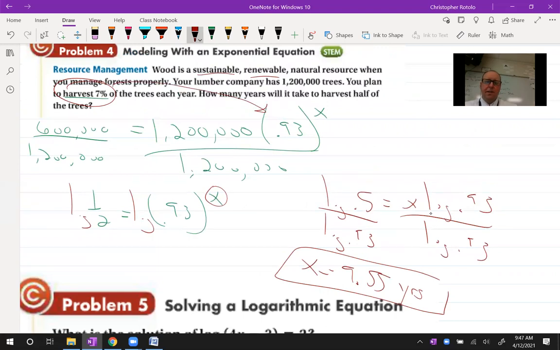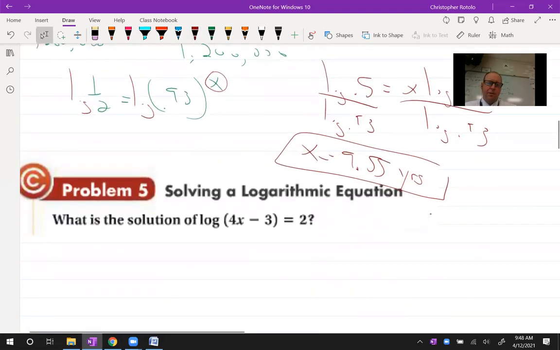Remember, 7% is going to go back to 0.93, what we have left. The 600,000 is because we want to know how long until we harvest half the trees. Okay, so there's a little bit of reading involved when we get to some of those.